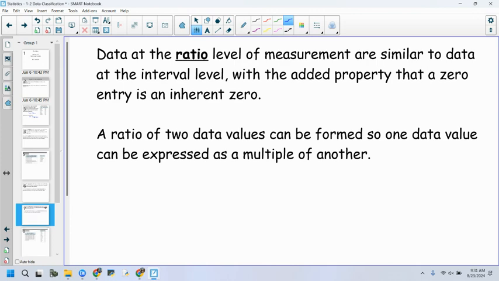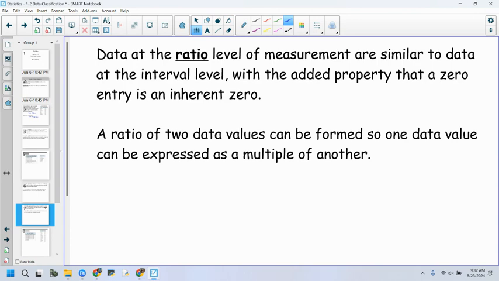The ratio level. Data at the ratio level of measurement are similar to data at the interval level with the added property that a 0 is actually 0 of that thing. The ratio level is what you normally would think of gathering data for in a statistics class, right? 0 means 0. If I had said, tell me how many siblings you have, 0 siblings actually means you don't have any siblings. It means 0 of that value. That's a ratio level of measurement.